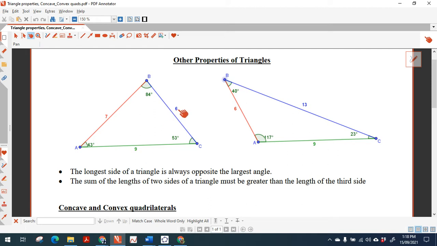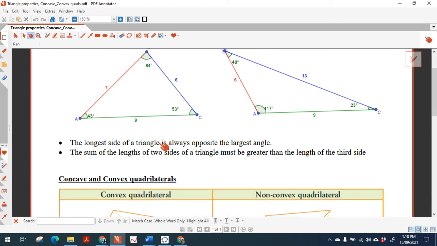Let's pick another two sides. 6 and 9, if I add those two together, I get 15. That's obviously longer than the third side, which is 7. Okay, so pick any two sides of the triangle, add them together, and it's going to be longer than the length of the third side.